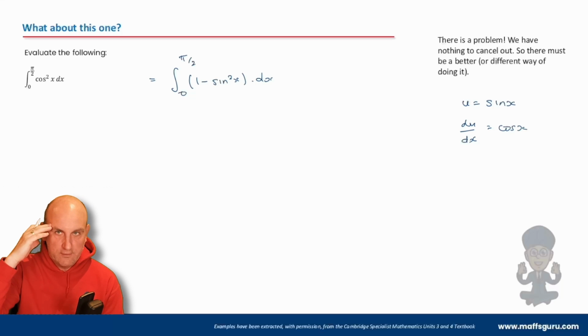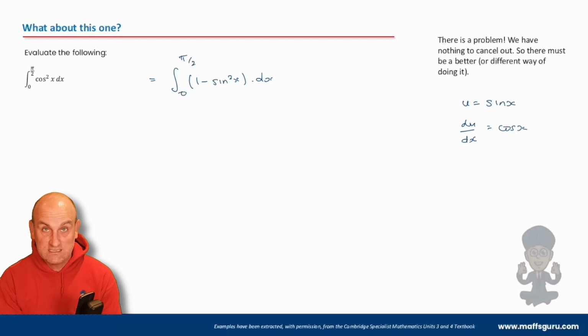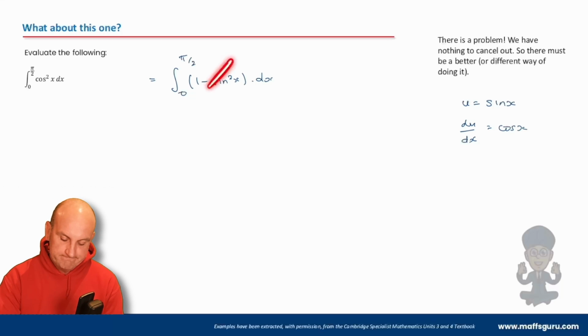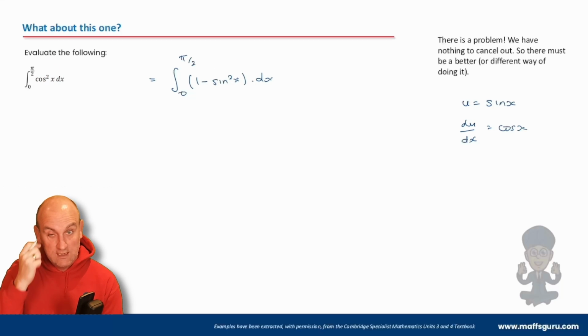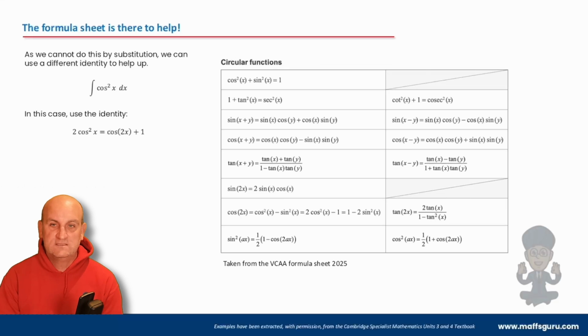You've almost got to think 3 steps ahead. It's like a game of chess where you've got to think 3 steps ahead to try and work out, well, is this substitution going to work? Oh, well, that doesn't work. And what makes it complicated is that squared, right? That power of sine or cosine. So there must be other ways of being able to do it.